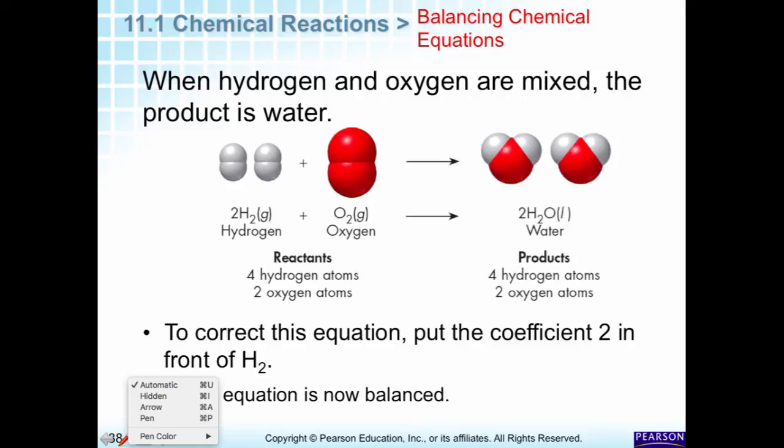Let me get the pen. So now we have 2 hydrogens, 1 O2 and 2 waters. So 1, 2, 3, 4: we have 4 atoms of hydrogen. And 1, 2 oxygens, 1, 2 oxygens. Now it's balanced.